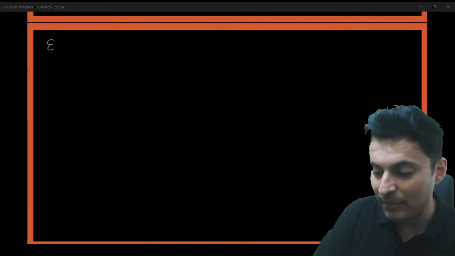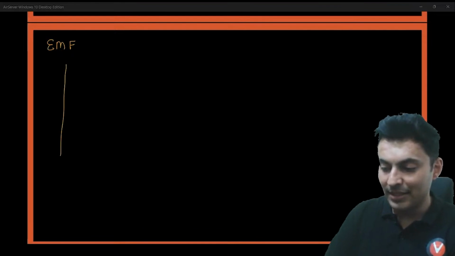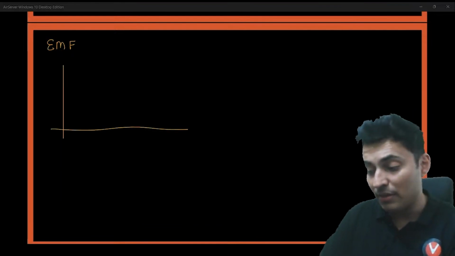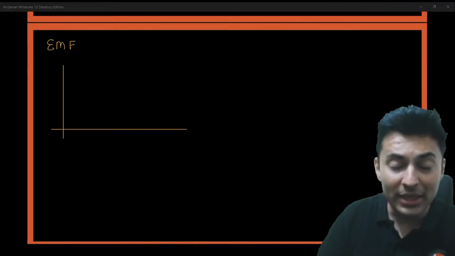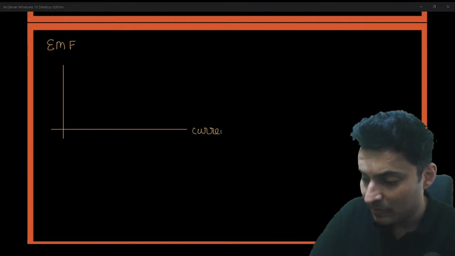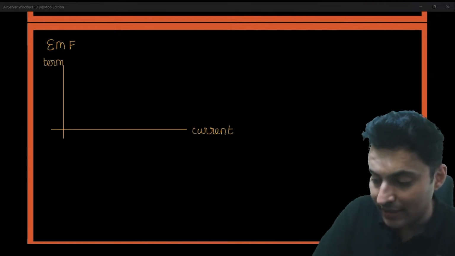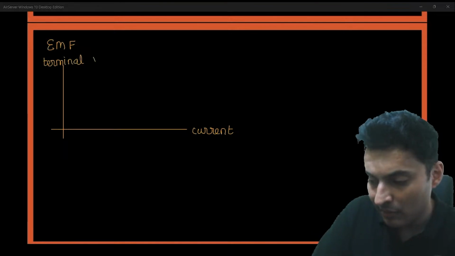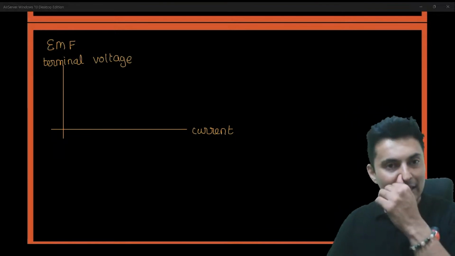Very good. Next graph is for EMF. Very, very important graph of EMF. These questions have also come in many competitive exams many times. For EMF, what they give you is current on one axis and terminal voltage on the other axis. Now, how does this graph look like?